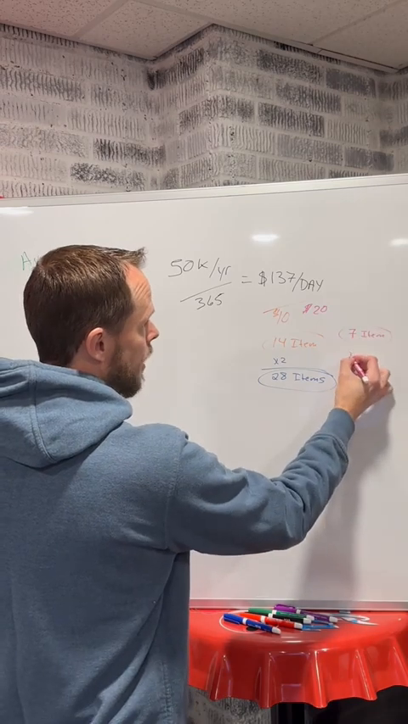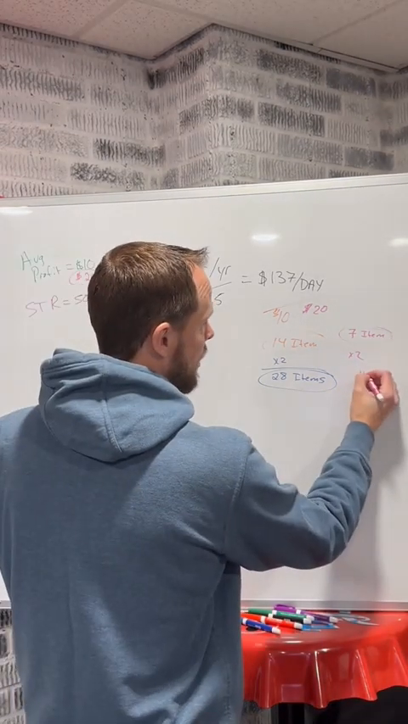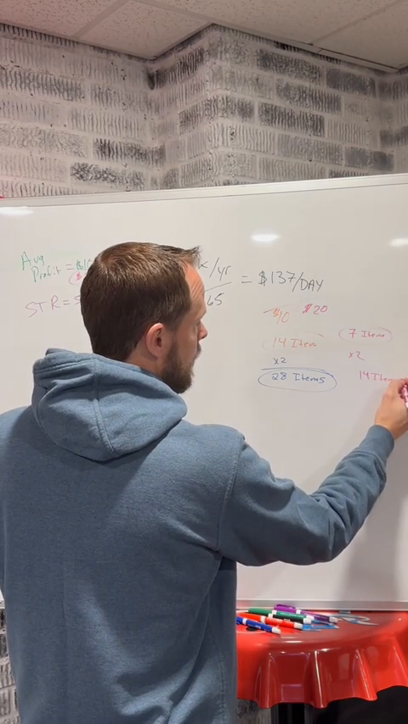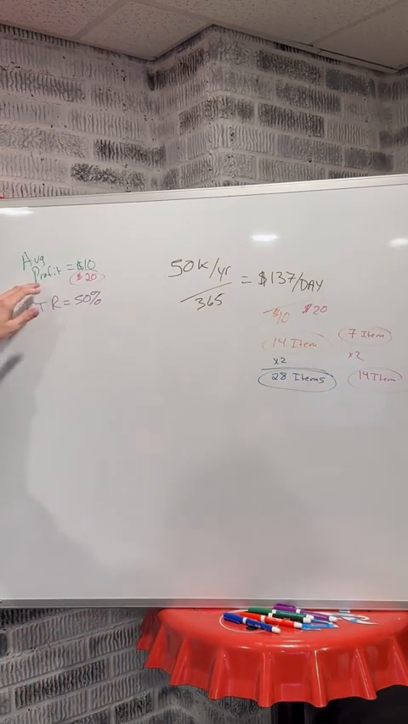And then if we multiply that by our same sell-through rate, we're going to leave that the same. It now means we have to list 14 items a day to make that same 50K. All because we've increased our profit from $10 to $20.